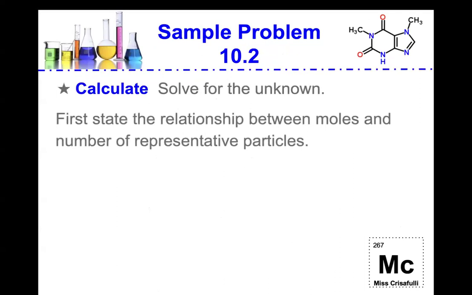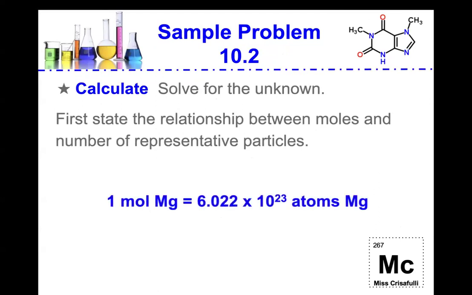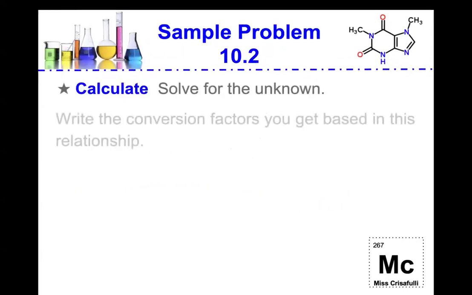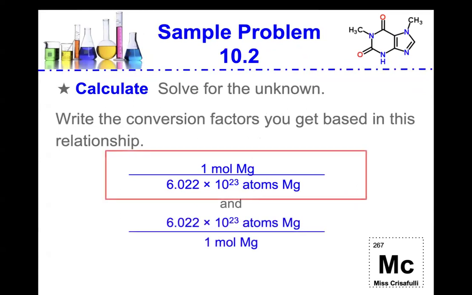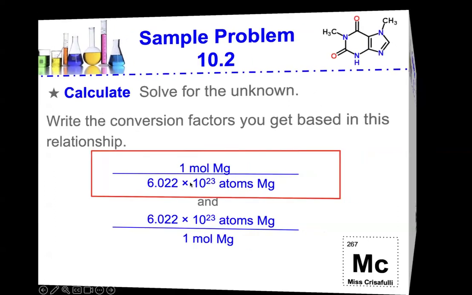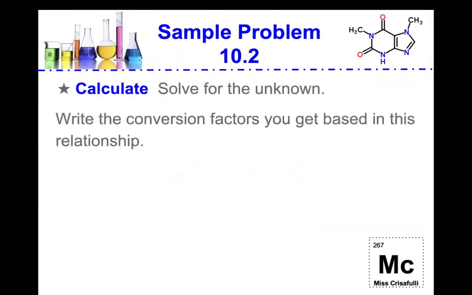We'll solve for the unknown first by stating the relationship between moles and the number of representative particles, and we have that already. We know that 1 mole of magnesium is equal to 6.022 times 10 to the 23rd atoms of magnesium. With the conversion factors, you get based on this relationship. We'll take the conversion factors, either taking the Avogadro's number on the bottom or the top, and we'll take the one on the top with the Avogadro's number on the bottom in order for our units to cancel out. So let's set up our problem.